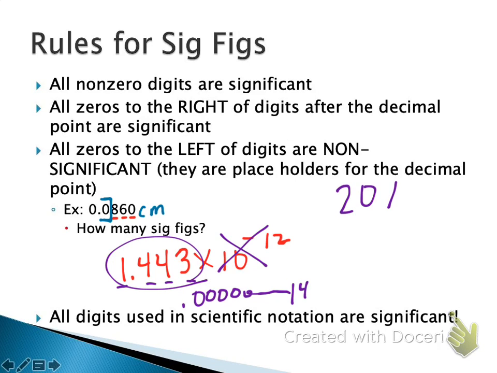Is this a valid form of scientific notation? Why not? Yeah, the number in scientific notation must be between 1 and 10. And so that's invalid. Okay, no good. So all digits in correct scientific notation are significant.